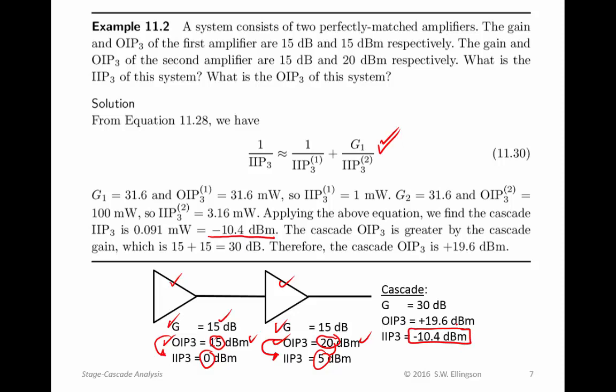And then the cascade output third order intercept point is simply that greater by the linear gain. And the linear gain of this cascade is 30 dB. That's simply 15 dB plus 15 dB. So if I add 30 dB to the input third order intercept point, I get an output third order intercept point of plus 19.6 dBm.